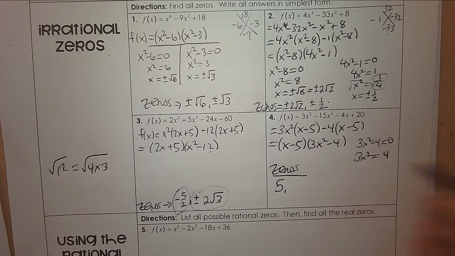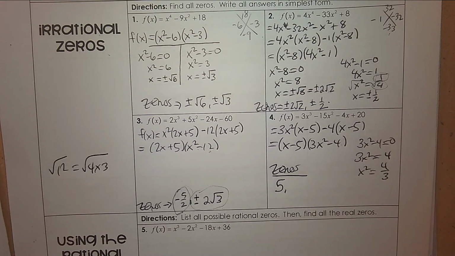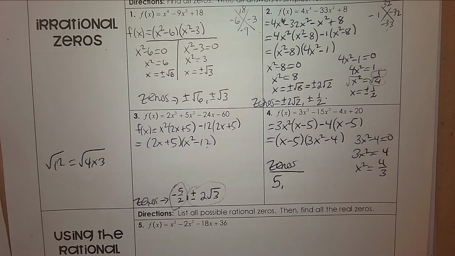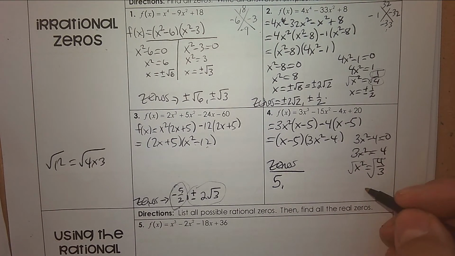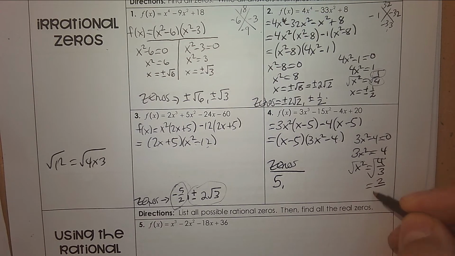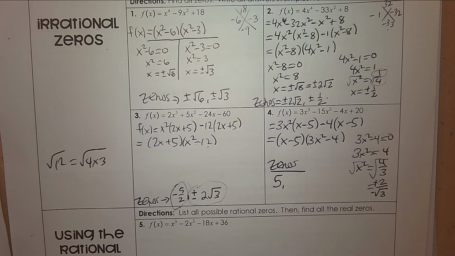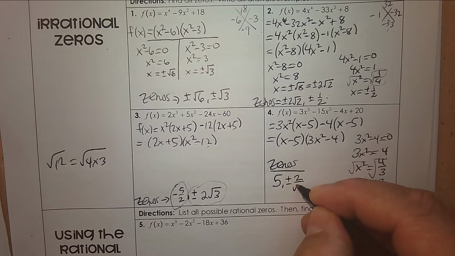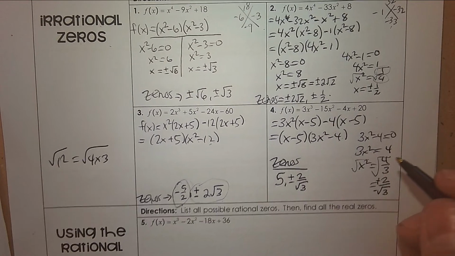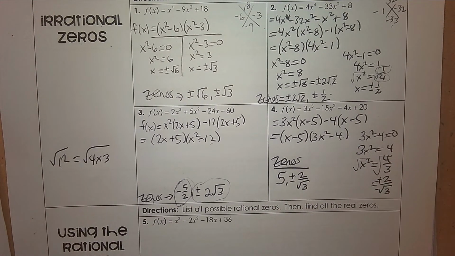Then divide by 3. Now, when you take the square root of 4, that is 2. And the square root of 3 stays the same. It's plus and minus. For right now, I'm going to be okay with that answer. We're going to learn how to rationalize the denominator so that the denominator is not a square root. But for right now, we're going to leave it that way.